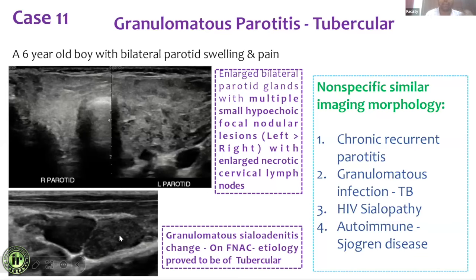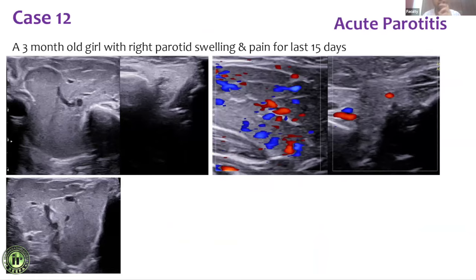This was proved from the FNAC of the lymph node. But this appearance is quite non-specific. This can be seen in any form of chronic recurrent parotitis, granulomatous infection, HIV lymphoepithelial disease, as well as the autoimmune Sjogren's disease. So the imaging morphology is non-specific. Therefore, clinical correlation and image-guided FNAC will be helpful in the diagnosis.